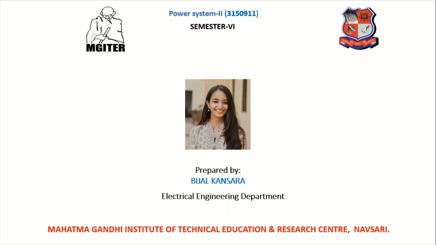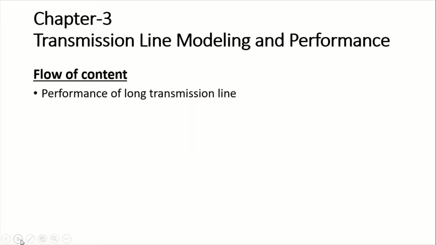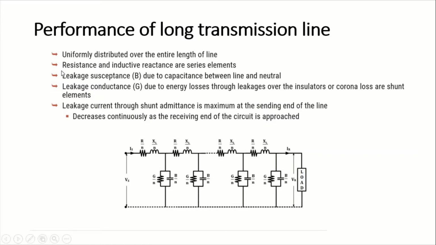The topic name is the long transmission line and its representation, from chapter number 3. Now, when the length of a transmission line is more than 200 or 250 km, it is called a long transmission line. Since the line parameters are distributed along the entire length of the line, the equivalent circuit of a three-phase transmission line is shown in this figure.